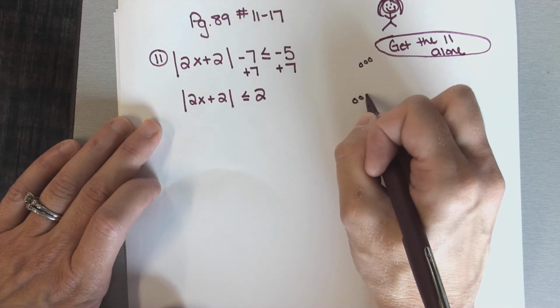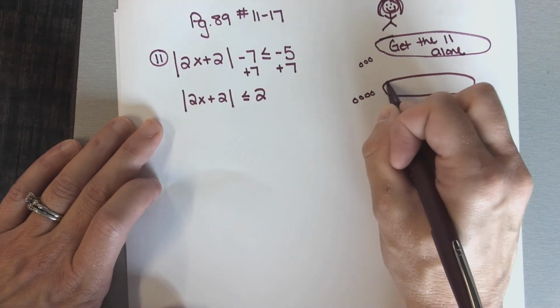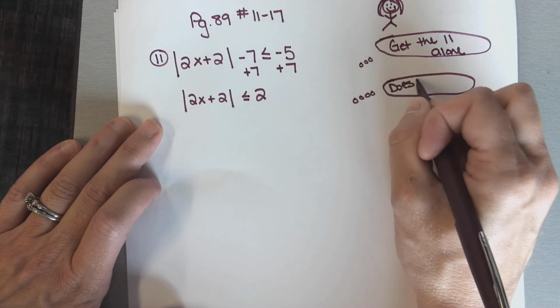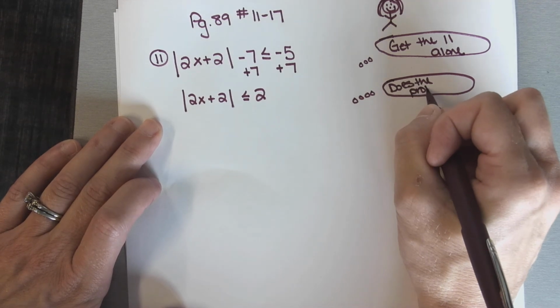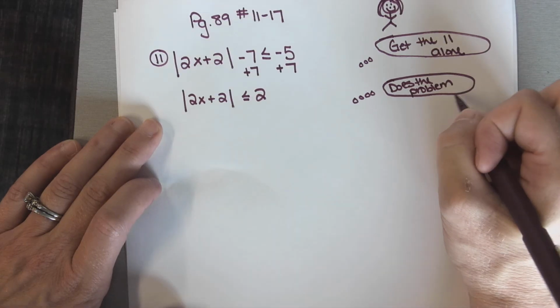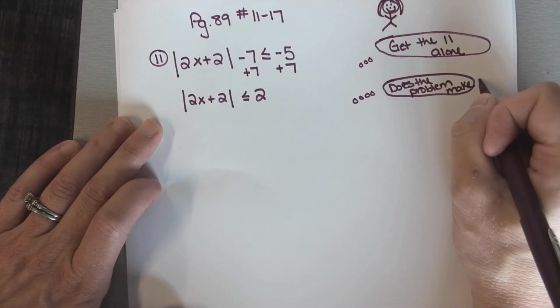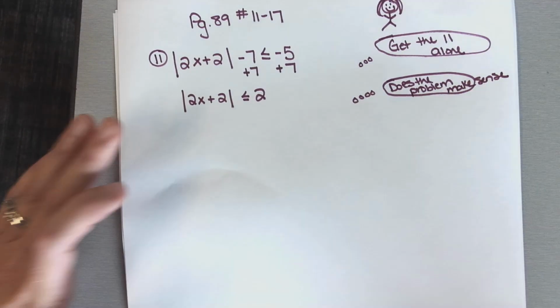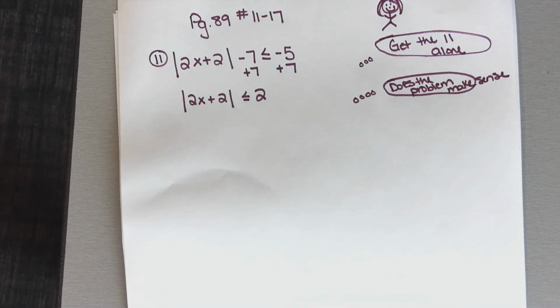My next thought bubble is, does the problem make sense? Remember, if it doesn't make sense, it's a no solution. Can it be less than or equal to 2? Yeah. That's fine. It's the negative numbers where we have issues. Now, can it be a negative number? No. But it can be less than or equal to 2. It's just also going to have to, at the same time, stay bigger than 0.